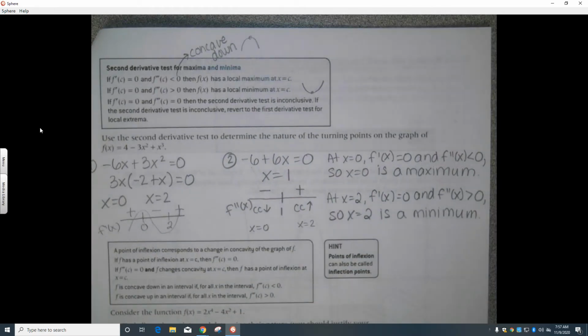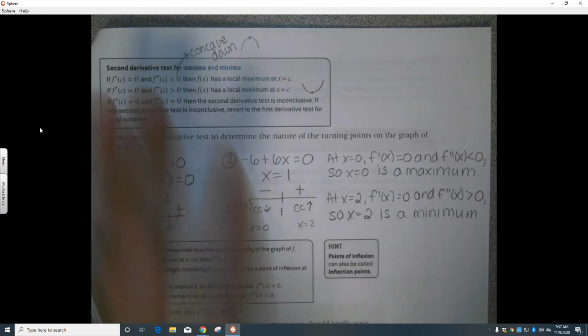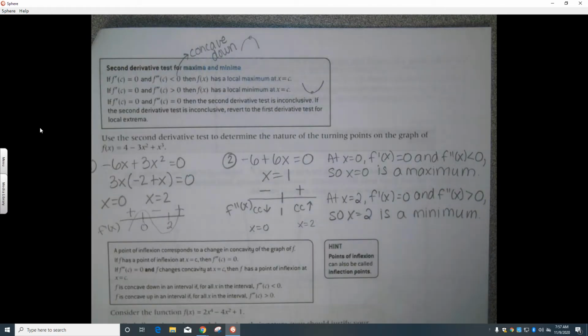So now you've got two tools in your tool belt to help you determine where these maxes and mins are. First derivative test and second derivative test.